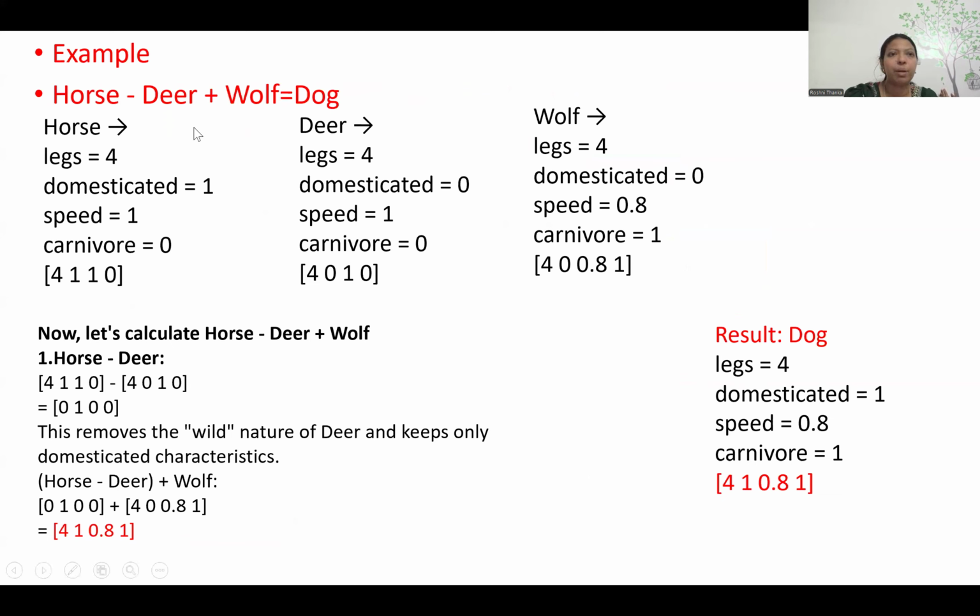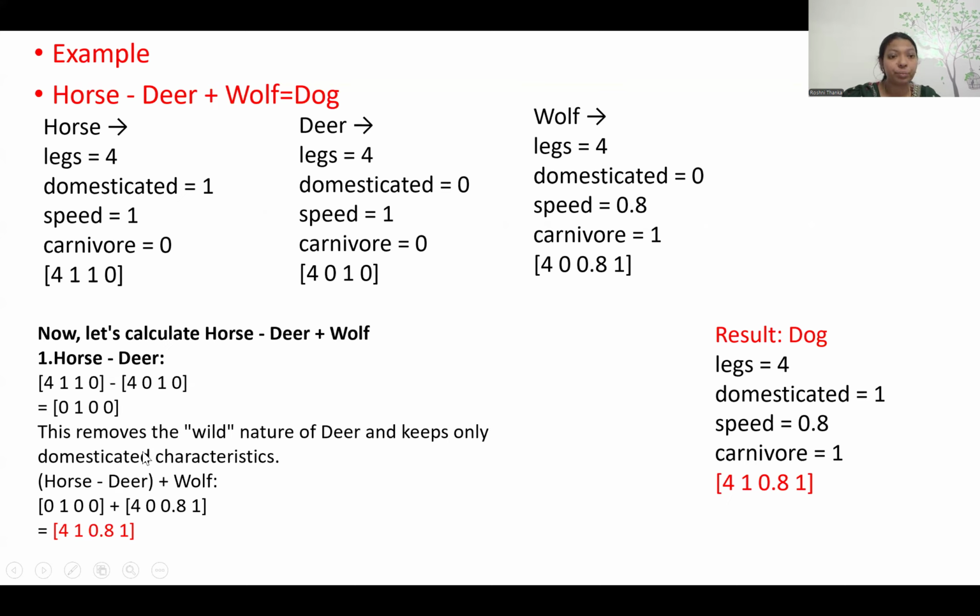So here is another example. Horse minus deer plus wolf equals dog. In this context, I can take different features. For horse, I can take how many legs, whether it is domesticated, what its speed is, whether it is carnivorous or not. Based on that, I assign values and get a vector for horse. Similarly, I got vectors for deer and wolf. When I do horse minus deer, I'm removing the wild nature of the deer and keeping only the domesticated characteristics.